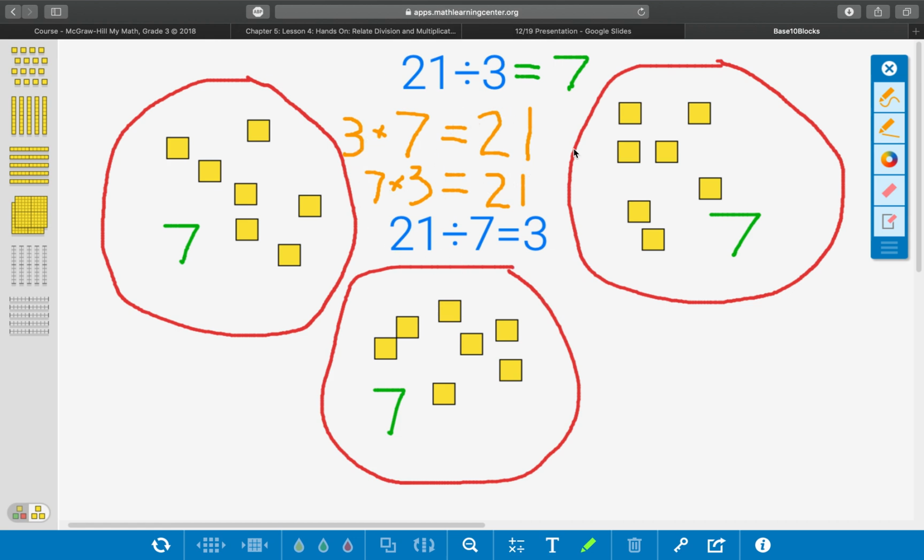We call all of these a fact family. A fact family, okay? They each only have 3 numbers: 21, 3, and 7. So we used 3 numbers and we made 4 equations and they're all true. All of these number sentences are true. We have 2 division number sentences and 2 multiplication number sentences. So we're going to be working on that today as we go through our problems.